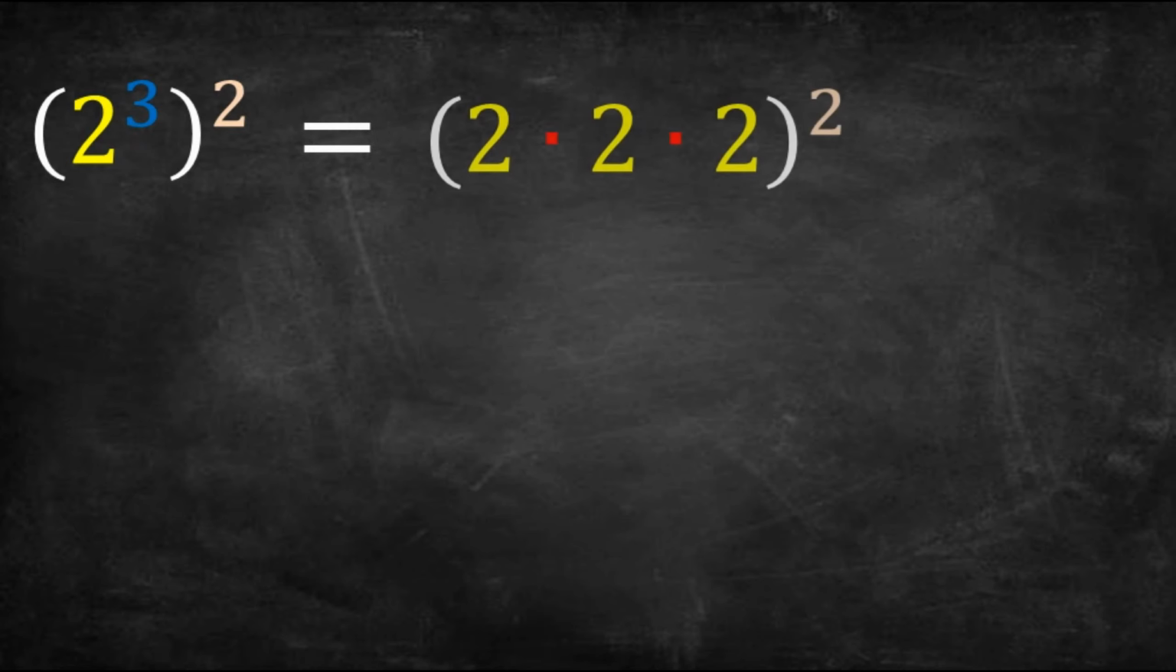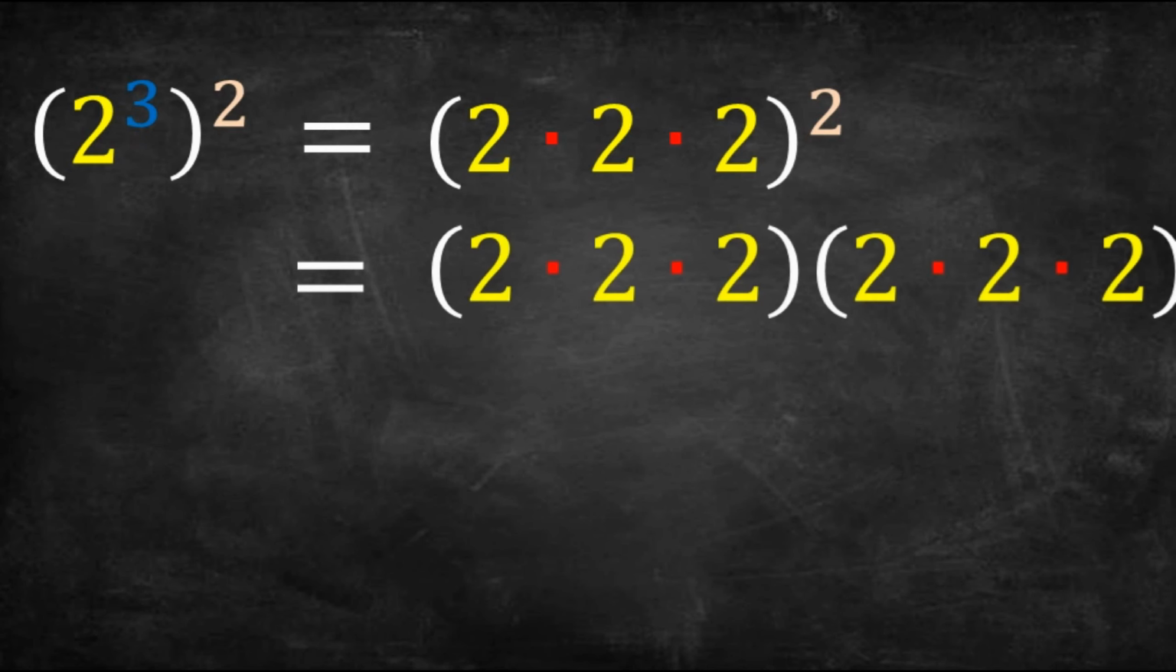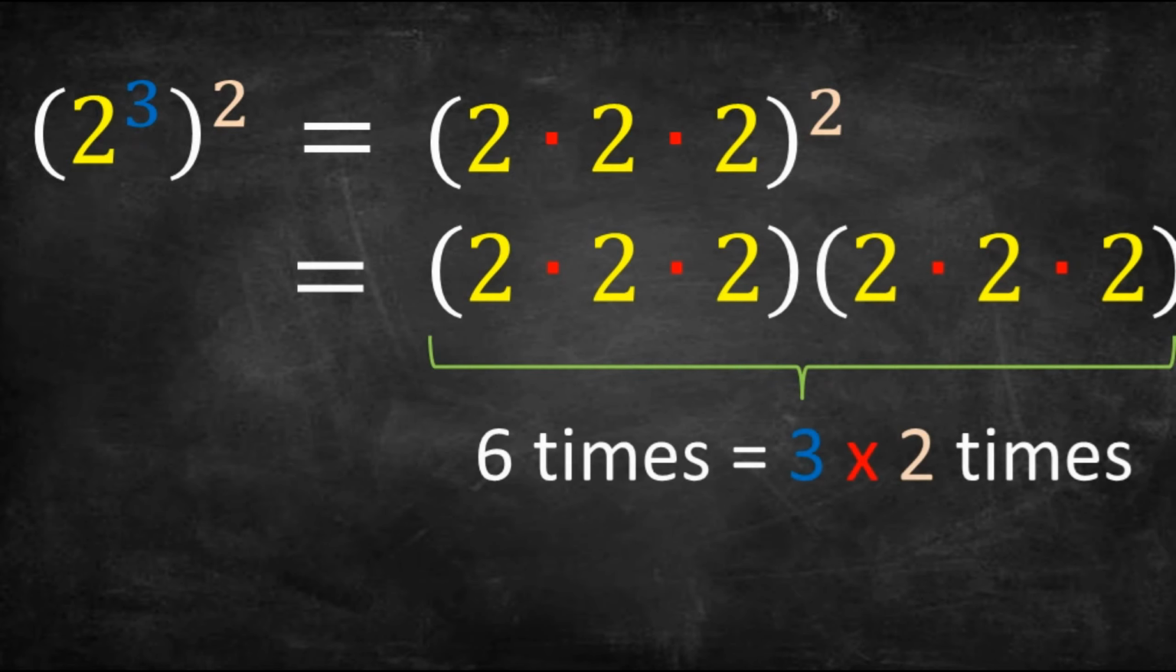Let's look at why this law would work. We're going to take the example of 2 cubed all squared. Let's first look at what happens inside the brackets. 2 cubed, of course, means that we are multiplying 2 by itself 3 times. Then the square outside the brackets means that we are multiplying the brackets twice. If we now count the number of times that we are multiplying 2 by itself, we see that it's 6 times, 6 being the same as 3 times 2.